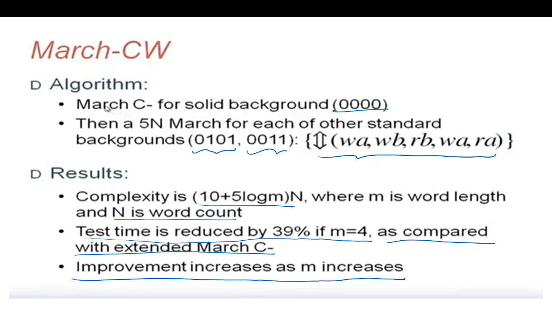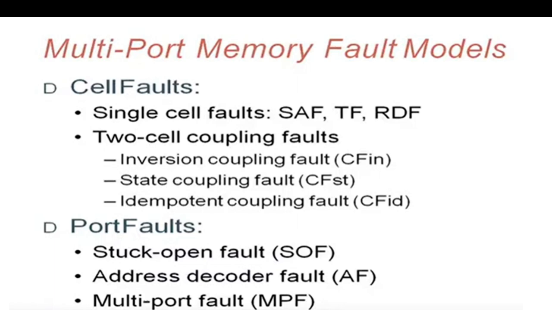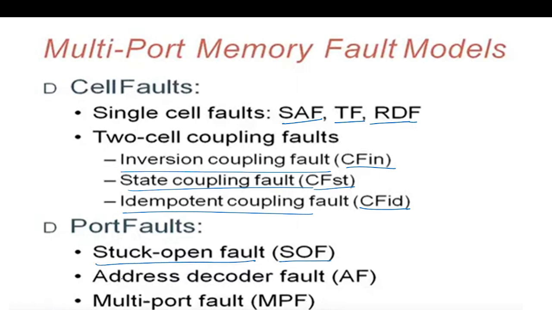So here we saw some of the variations of the March algorithm for the word-oriented memory. Next we'll see multi-port memory fault models. The single cell faults are SAF, stuck-at, transition, and data retention fault. The two cell coupling faults are inversion coupling fault, state coupling fault, and idempotent coupling fault: CFIN, CFST, CFID. The port faults are stuck open fault, SOF, address decoder fault, AF, and the multi-port fault, MPF.